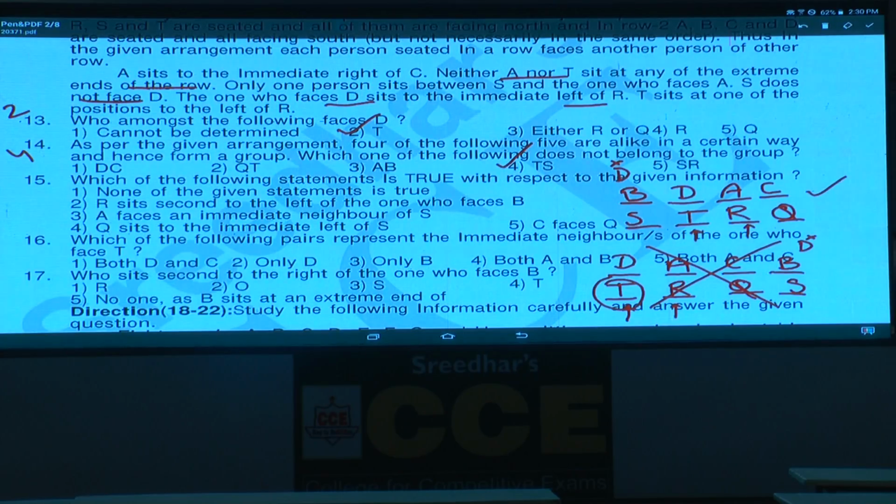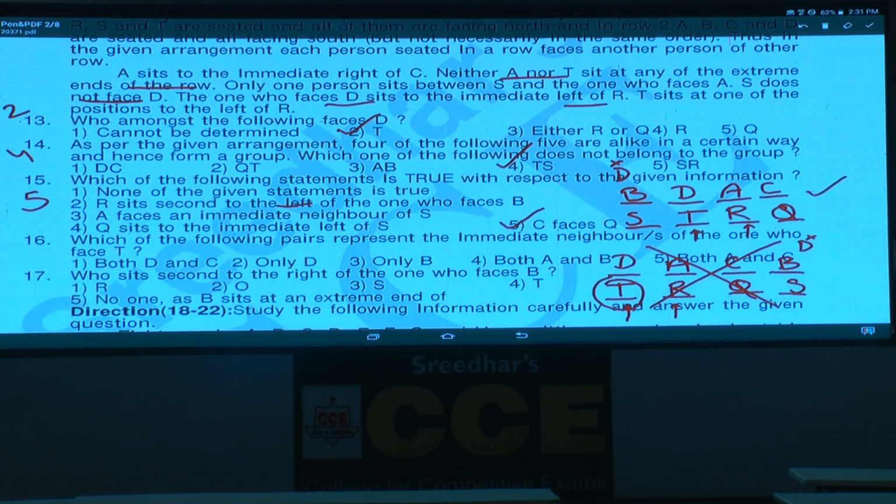And 15th one, which of the following statements is true with respect to the given information? Tell me which is true here. Choice 2, R sits second to the left of the one who faces B. Now the person who is facing B is S. R sits second to the left or second to the right? Second to the right of S. But as here left hand side, this is false. A faces an immediate neighbor of S. A is facing an immediate neighbor of S, that is also false. Q sits to the immediate left of S. Q is to the immediate left of S, that is also false. C faces Q, definitely true. Then what is the answer here? Choice 5. Hence question number 15, it is choice 5.